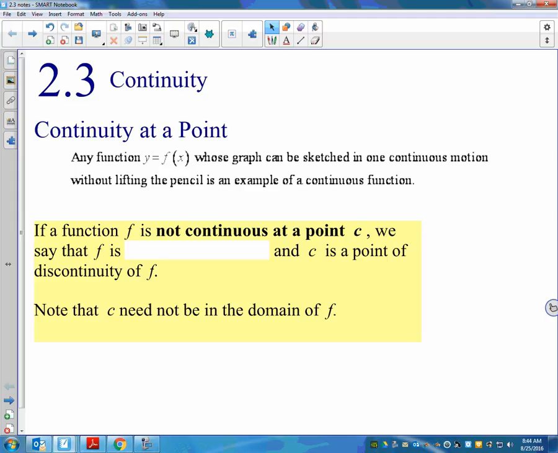So last year in pre-calculus, we talked about continuous functions, and I think it's a great definition that these authors use in both the pre-calculus and the calculus book: a continuous function can be sketched in one continuous motion without lifting the pencil. And if you remember in pre-calculus, I gave you that extra when you look at every part of it with the pencil.